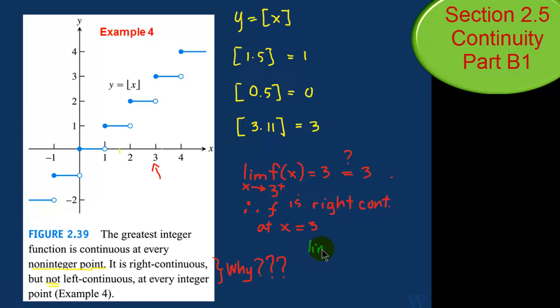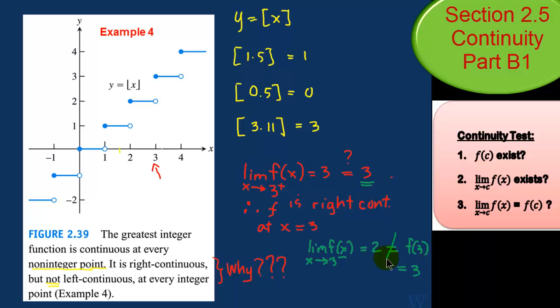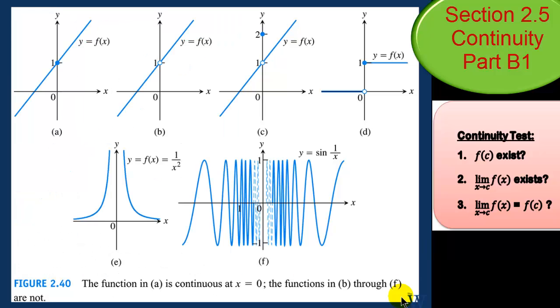What is the limit of f of x as x approaches 3 from the left? I am approaching 3 from the left, and what is it? It's 2. But question, what is f of 3? We said earlier that f of 3 is 3, so they're not equal to each other. That's why f is not left continuous.